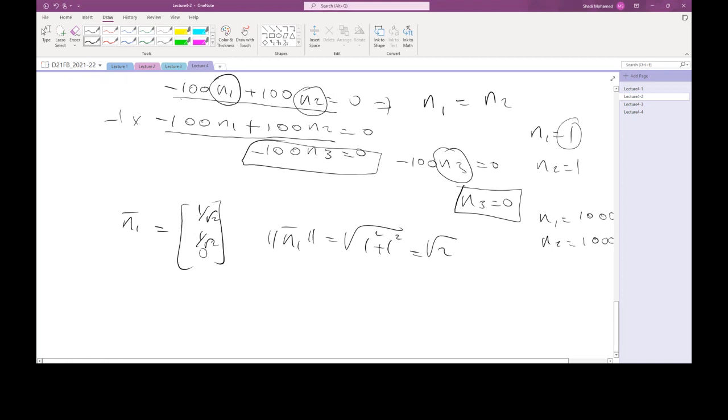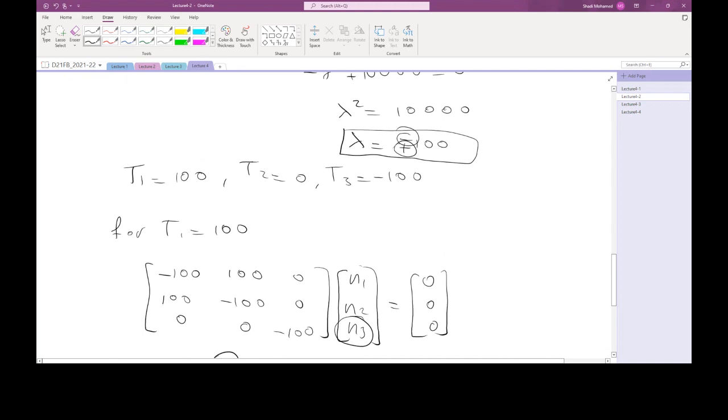All right, so it doesn't really matter what length you pick for n1 and for n2. If you normalize, you will get back to this specific vector. It's 1 over the square root of 2 multiplied by 1, 1, and 0. So this is my N1. Now I repeat the exact same thing. As I said, we have been doing the whole thing for T1 equal to 100. I need to repeat the same thing for T2 and T3.